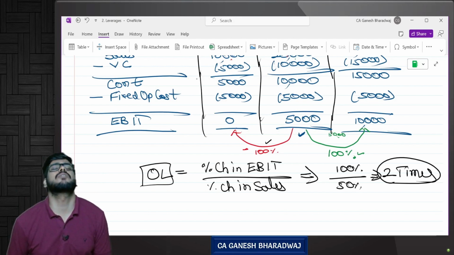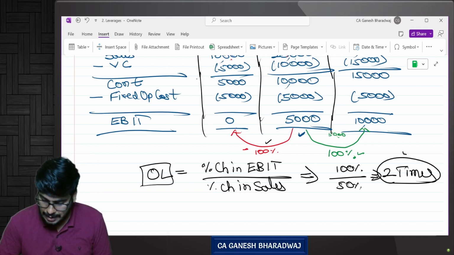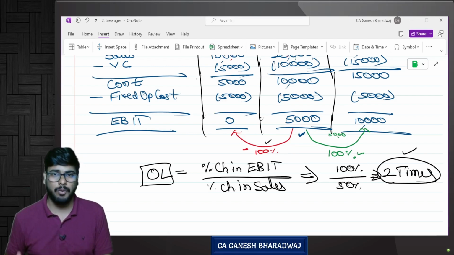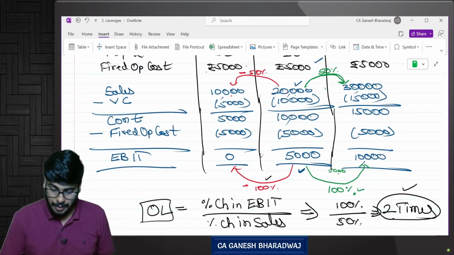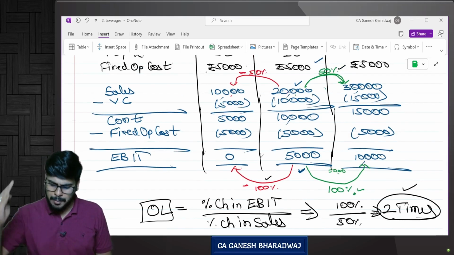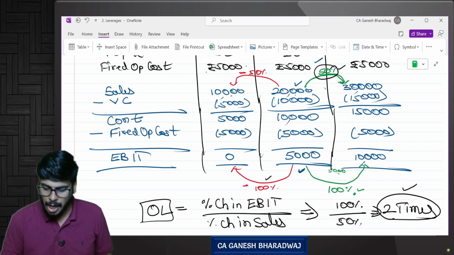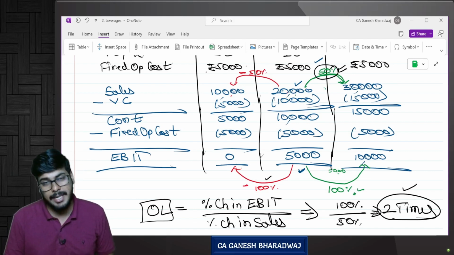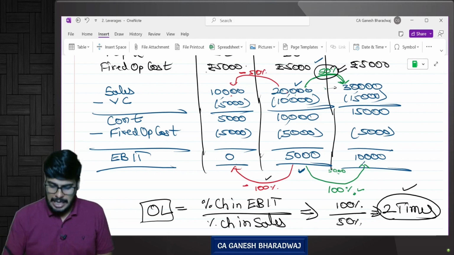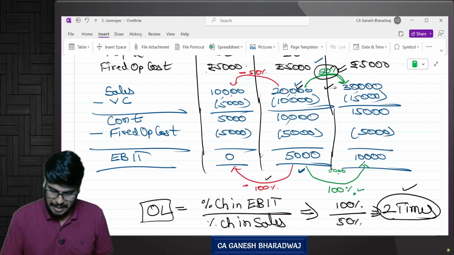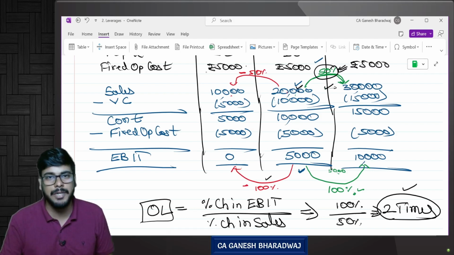Now, sir, why is this operating leverage happening? That is, this magnifying effect. Sir, if I increase my sales by 50%, why is my profit increasing by 100%? First, I hope you understood how we got this 50%. From 20,000, it is increased to 30,000. So the incremental sales is 10,000. 10,000 is the increase in sales divided by the base sales of 20,000. How much is that? 50%.